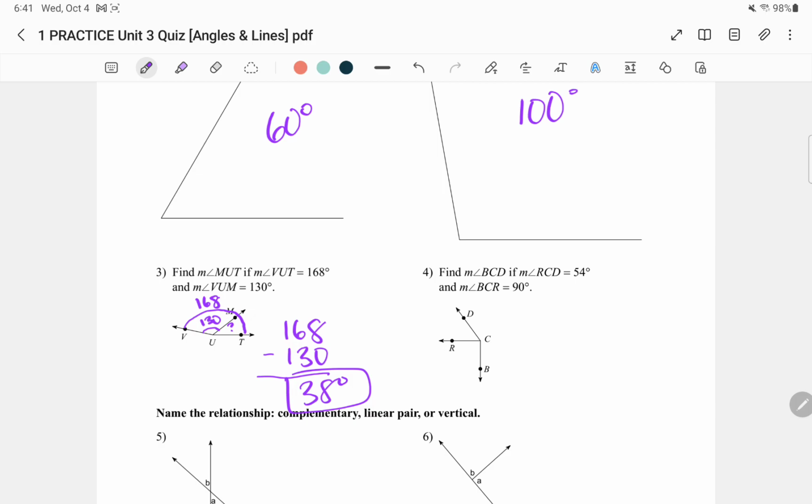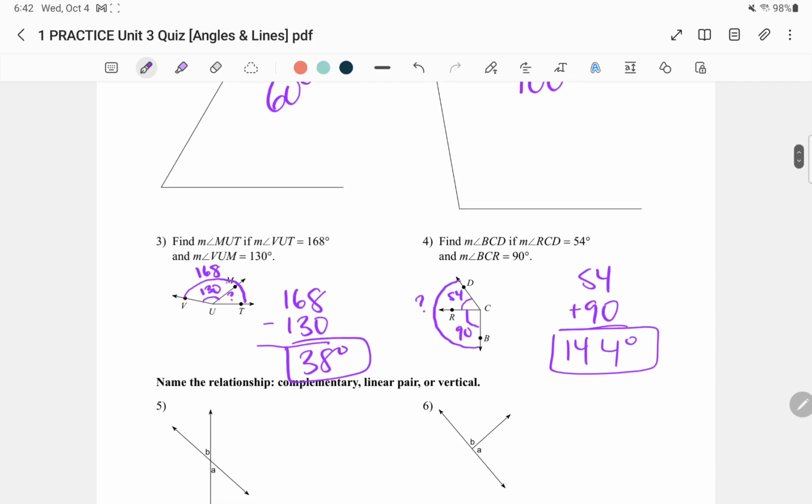We're going to label again for number 4. So it says BCD, that's what we're trying to find. RCD is 54, so RCD, which is right here, is 54. BCR is 90. So this time they're giving us the parts, and we're trying to find the whole, so we're going to add. So 54 plus 90, 4 plus 0 is 4, 9 plus 5 is 14. So that would be 144 degrees.